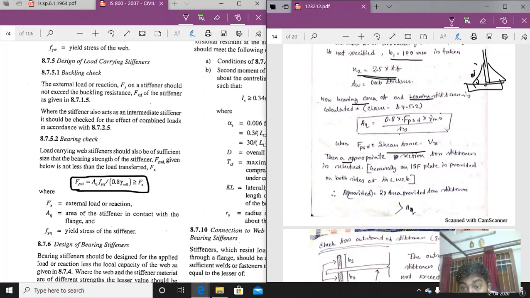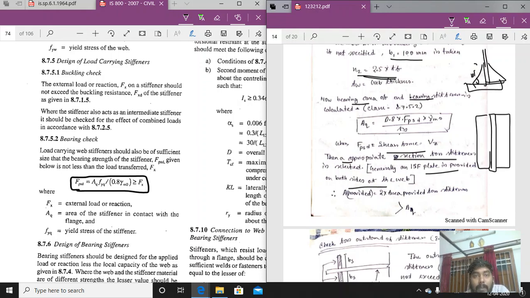Now an appropriate section for the stiffener is selected. We have calculated the Aq. A trial section, generally an ISF plate, is selected. I have told you there the ISF plate is provided. The area provided will be 2 into the area provided for the stiffener, because if this is the web of the girder, here is one stiffener, here is another stiffener. Always 2 bearing stiffeners are provided.